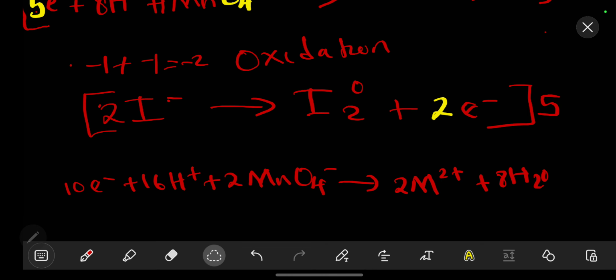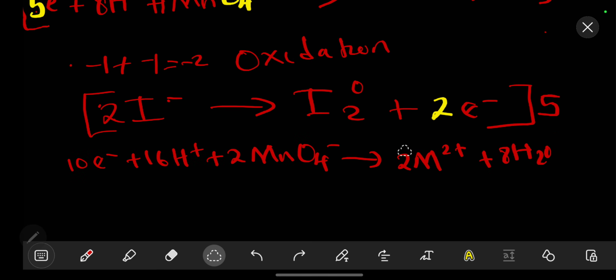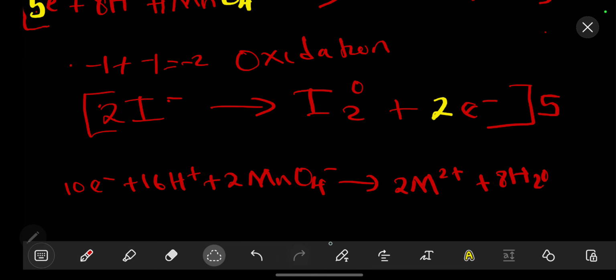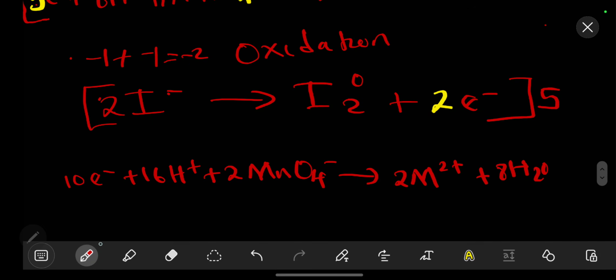For this other one, we have a 5. We multiply it by 5, we multiply it by 2. We are going to get 10 electrons.